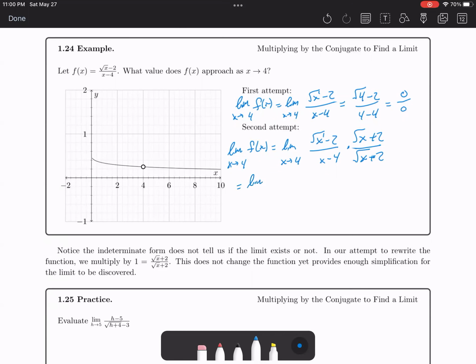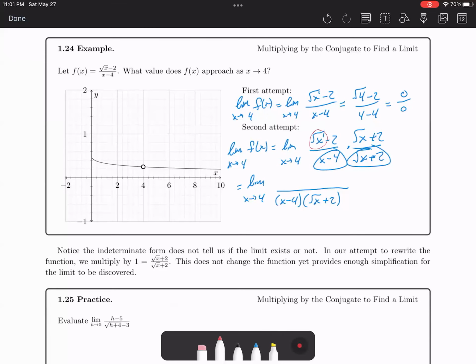Now, because we did that, let's simplify this. For my denominator, x minus 4 times square root x plus 2, I'm just going to leave them right next to each other. I'm not actually going to multiply them. Well, I guess they are being multiplied, but I'm not going to do any distribution. My numerator, though, I am going to get some cancellation, so I do want to distribute.